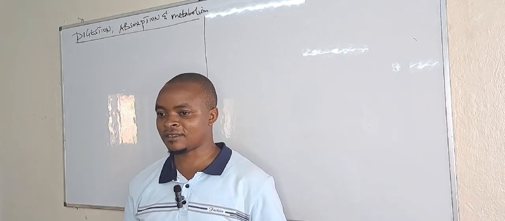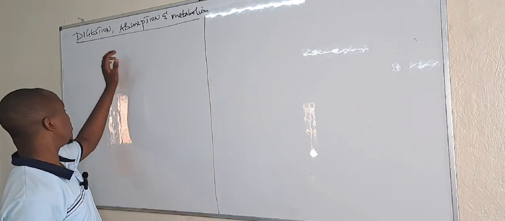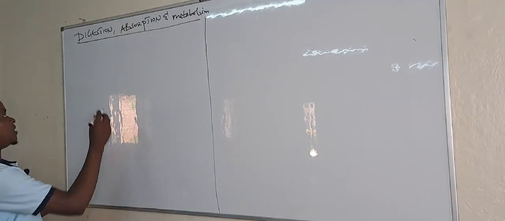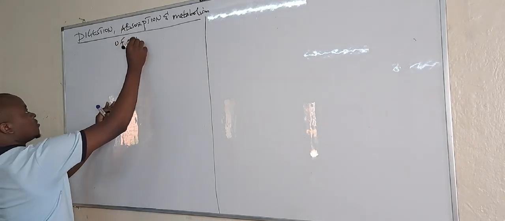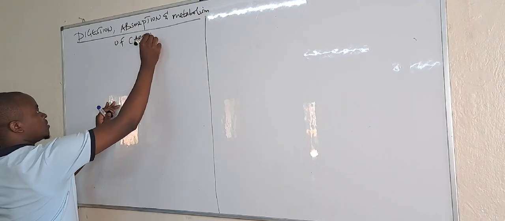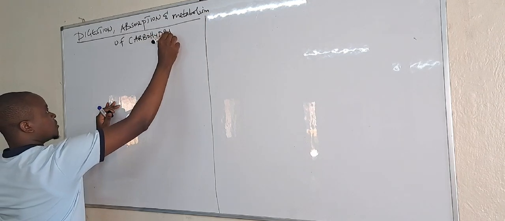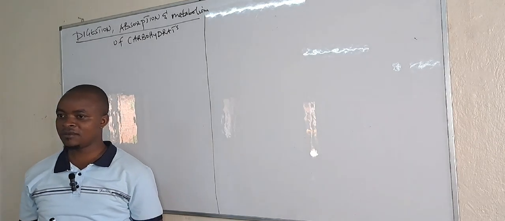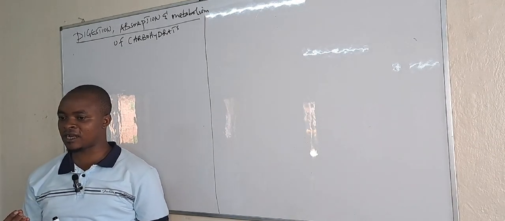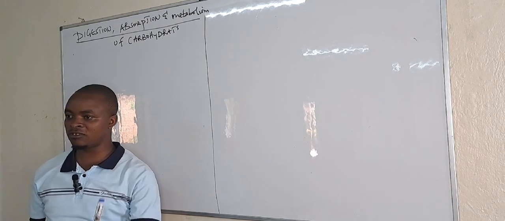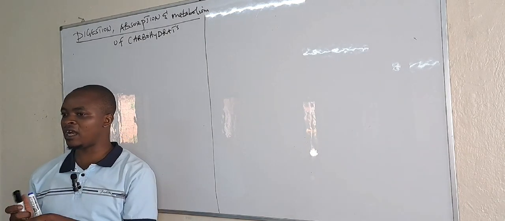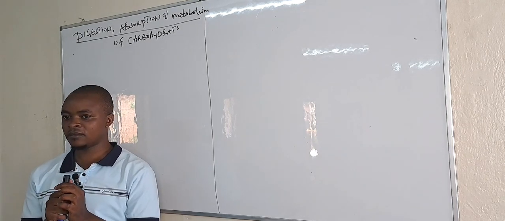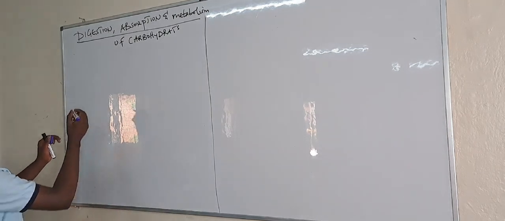So let us start. Today we are looking at digestion, absorption, and metabolism of carbohydrates. We want to see how, when we eat our food, it is digested in our body, that is, in the alimentary canal, and how it is absorbed into the blood. And once it reaches the blood, how does the body utilize it to provide energy? So let us begin with digestion.